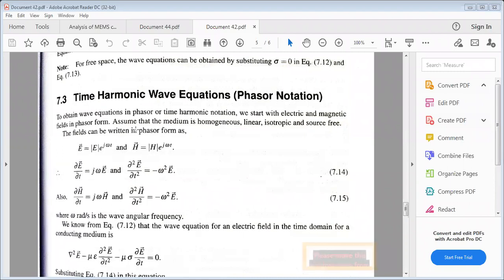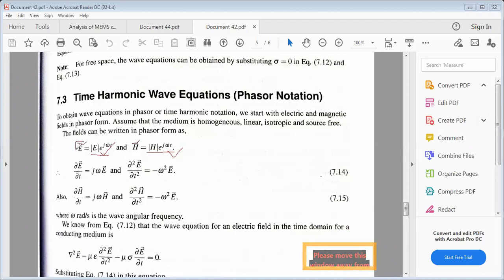The fields can be written in the Phasor form as, see here, the electric field is represented as E into e power j omega t, and the magnetic field is represented as H into e power j omega t. So these are the electric and magnetic components.